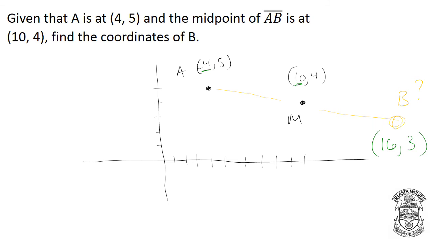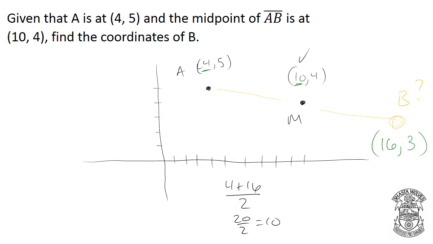Once you have an answer, one of the ways you can check it is that the midpoint's x and y should be the average of the endpoints' x and y. So for example, if I take 4 plus 16 and divide that by 2, that is 20 divided by 2, which is equal to 10, which is what it should have been.